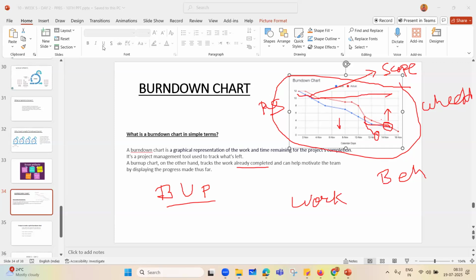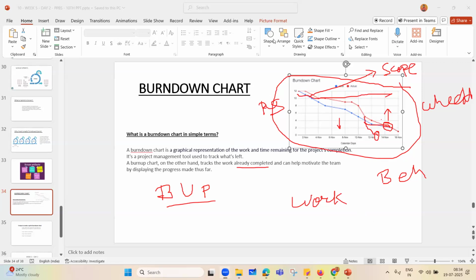So now if I need to ask where you are going to use the burn down chart, tell me. Now you understood the burn down chart and the purpose behind it. You will identify work remaining. Burn up chart, work completed. So where as a Scrum Master do you think you should be using the burn down chart and burn up chart?